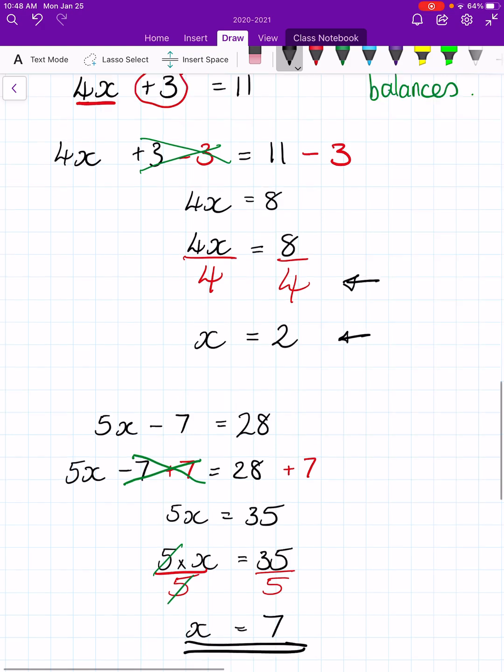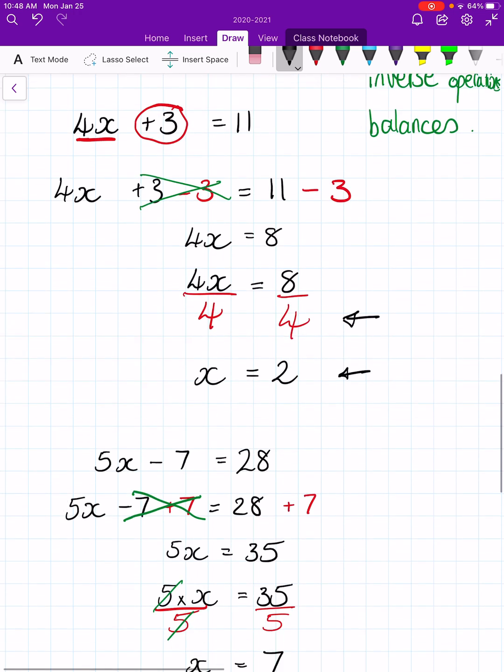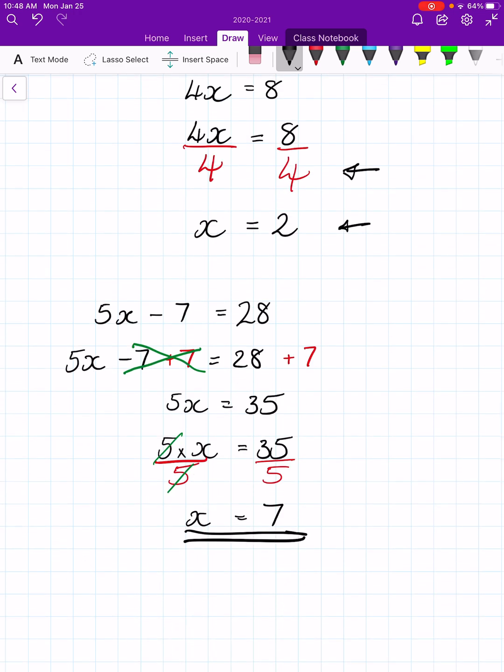Let's compare to what we did with the chains. We started with 28, we added 7, we got 35, and then we divided by 5 and we got 7. So we added 7 as we saw before, we divided by 5, we got the same answer. This is a much more formal way of writing down how we solve equations, and is going to be more useful to you as your equations get more complicated.